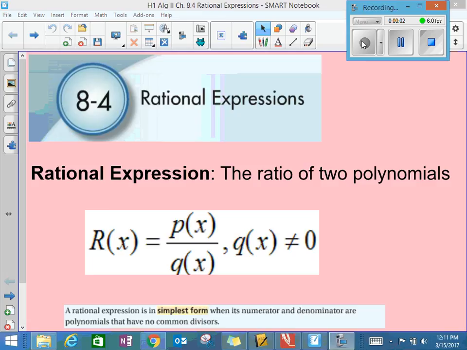Yes, okay, so this is the second set of notes. We had exponential rules, and now rational expressions. This is something you're going to see a lot of.